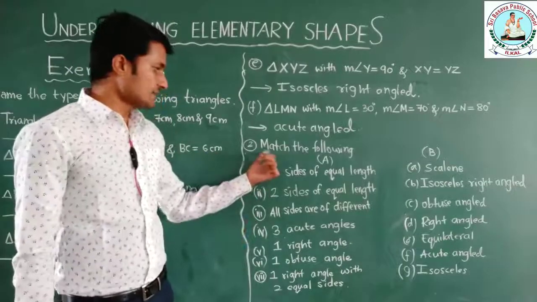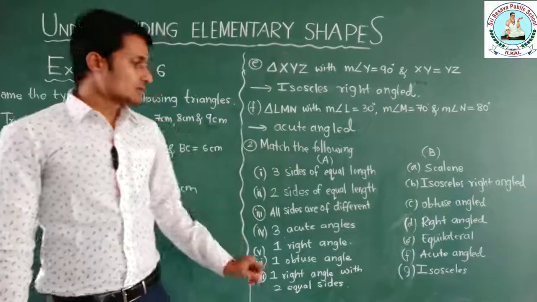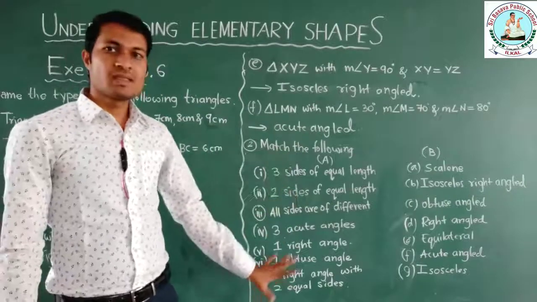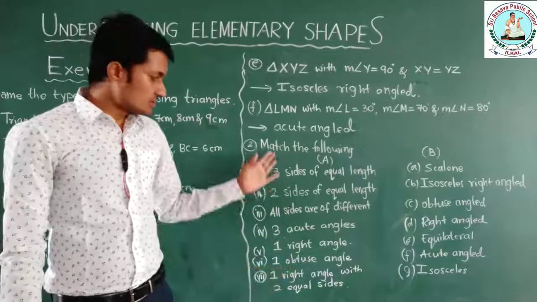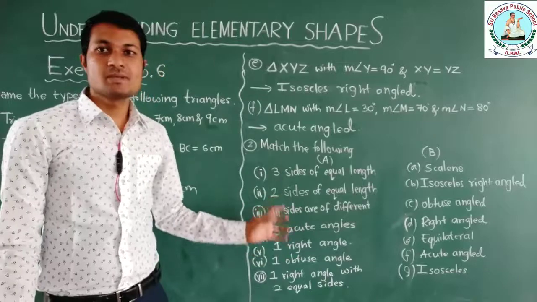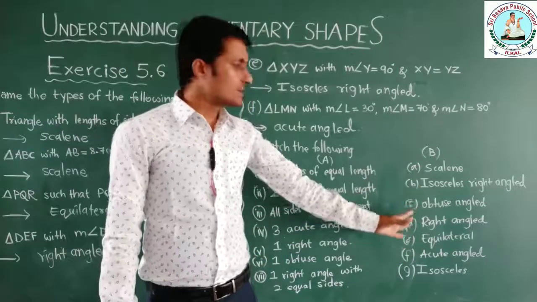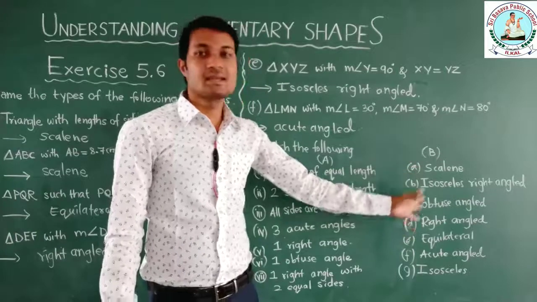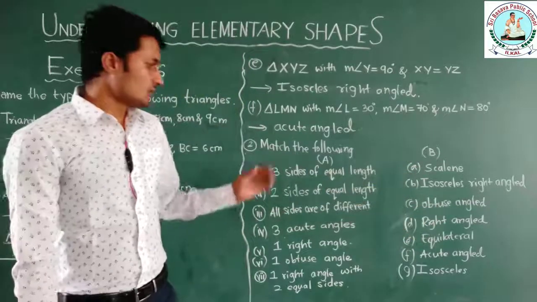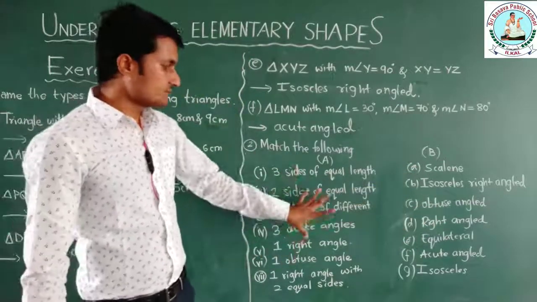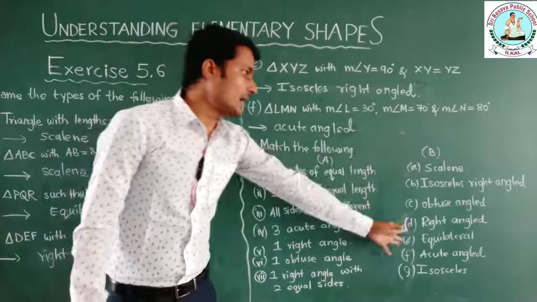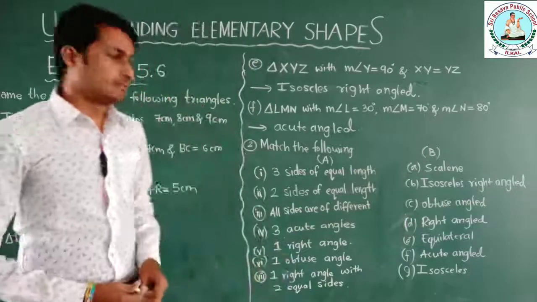Let's go for the second main now. The second main reads: match the following. In list A, they have given some items which show the measures of the triangles. In list B, we have some items which show the types of triangles. So we need to match these items of list A with the items of list B.